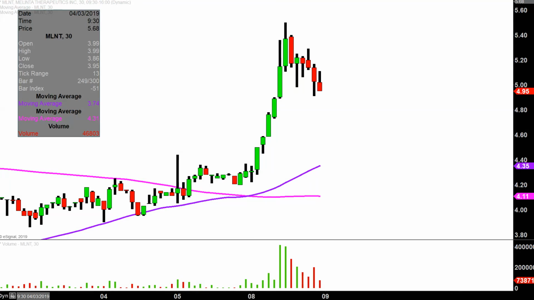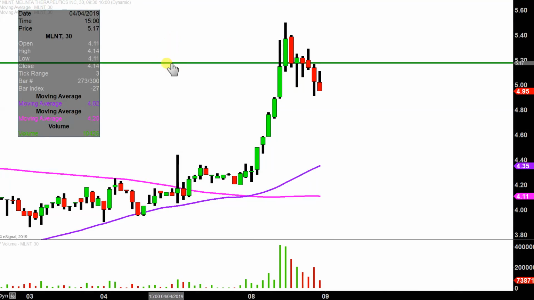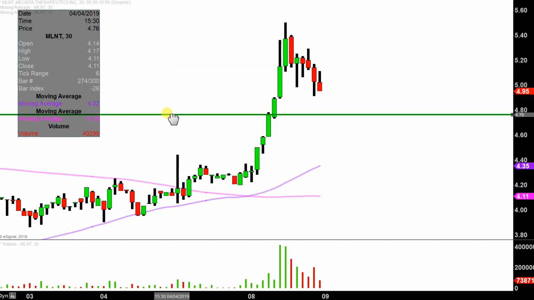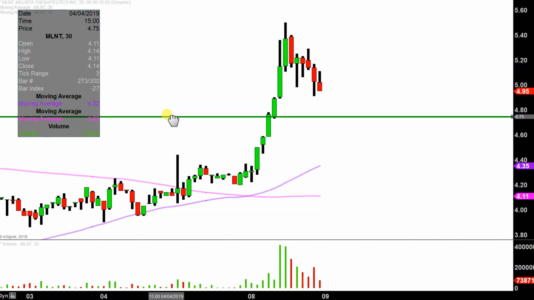So the first area of support is what I would call the ideal level. I mean, if you say, hey Clay, what would make this chart look the absolute strongest going forward? That would be if the price could stay up there above $4.75. Now, don't get me wrong. If the price falls below $4.75, I am not saying the entire chart is destroyed or ruined or anything like that.